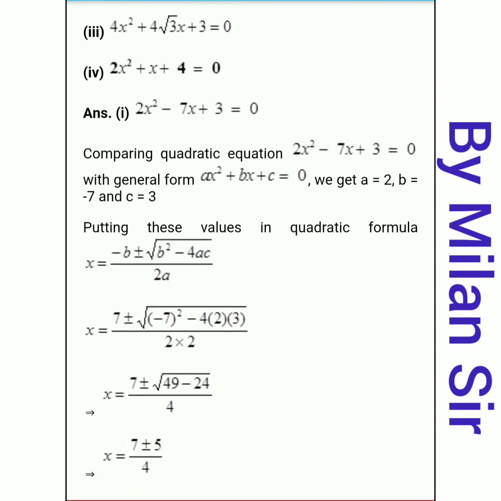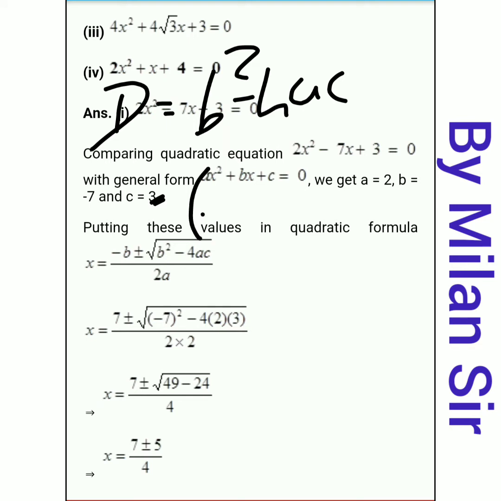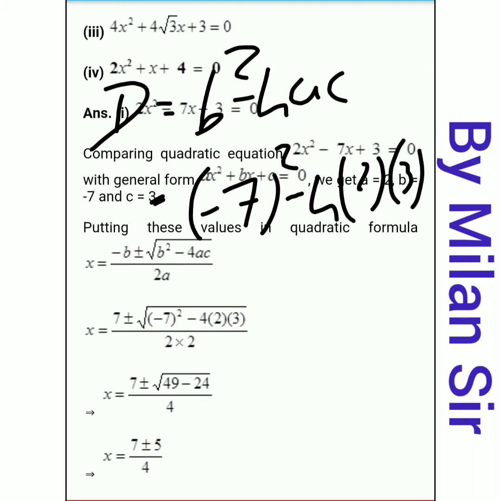First of all we need to find the discriminant d. It is b square minus 4ac. Now put the value of b. b is minus 7, so minus 7 all square. Minus 4, as per the formula. Then the value of a is 2 and the value of c is 3. So 4ac, we need to do the multiplication, that's why I use brackets here. So 4 multiply 2 multiply 3.